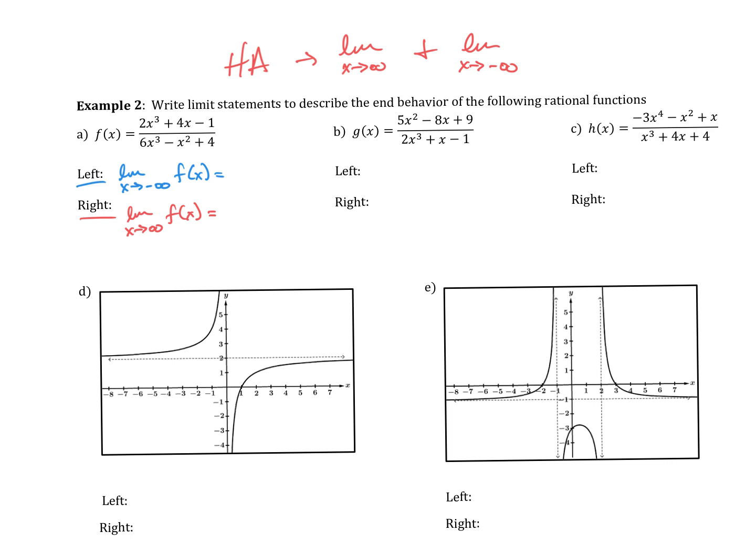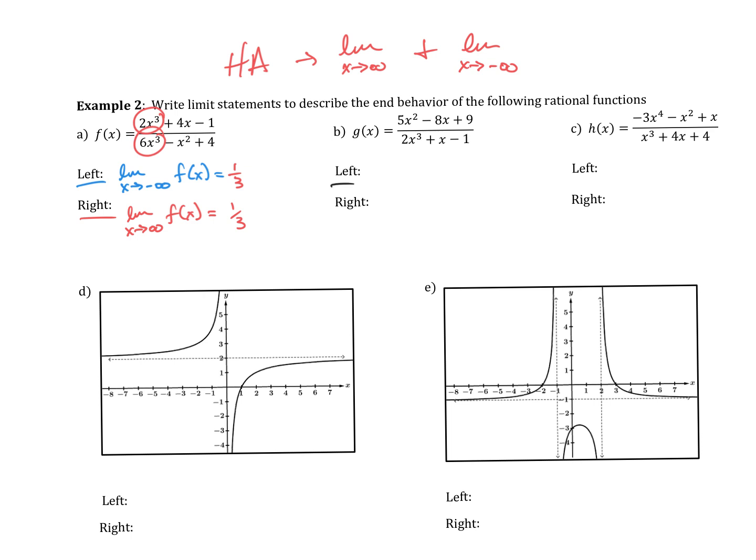What's my end behavior model on part A? In my numerator, I'm looking at what? 2x cubed. What am I looking at in my denominator? 6x cubed. So who won? They're the same power. So what do we look at? The leading coefficients. So what do we get? 1/3 or 2/6. And so negative infinity and infinity are both going to be 1/3. It will play the same way. So let's look at part B now.